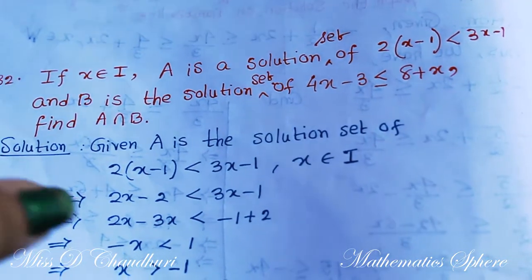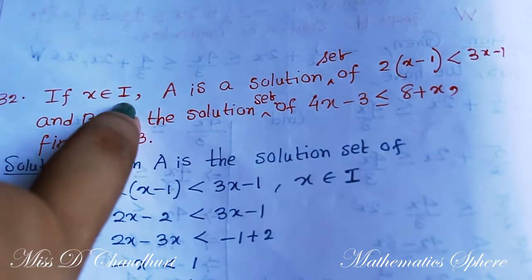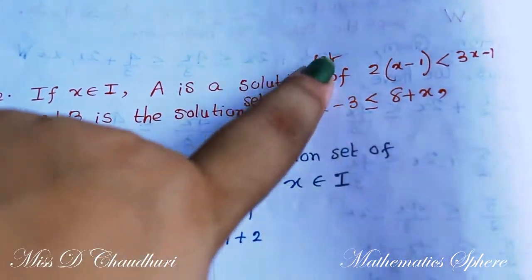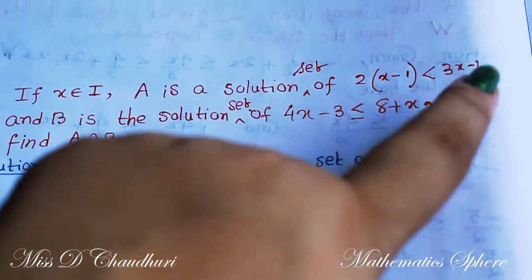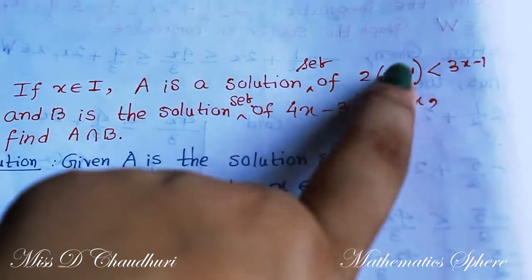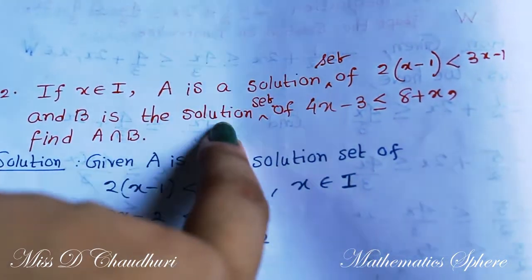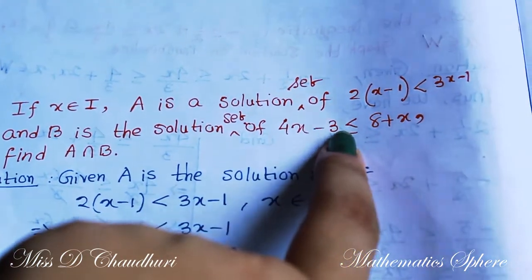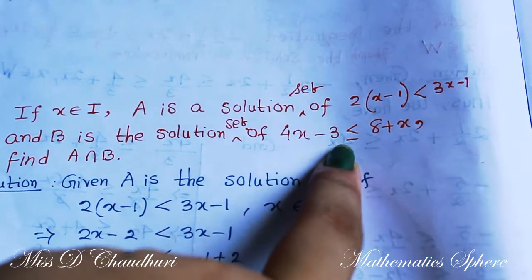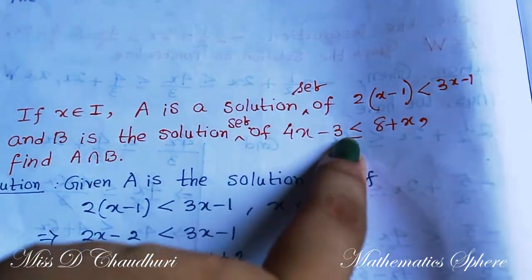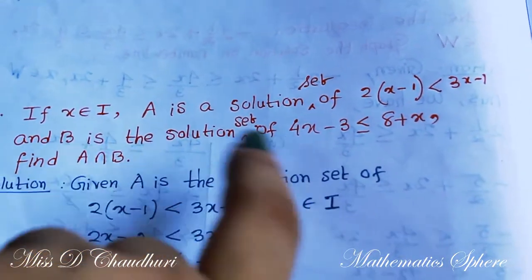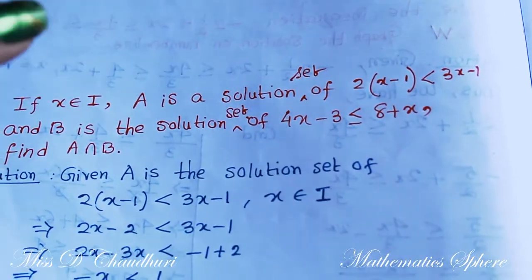Now see this question, what are they telling? If x belongs to I, meaning integers, A is the solution set of this inequality. Meaning when you solve this inequality, the solution set they have given one name, that is A, and B is the solution set of this inequality. The solution of this inequality is being called B. They have just given two names.